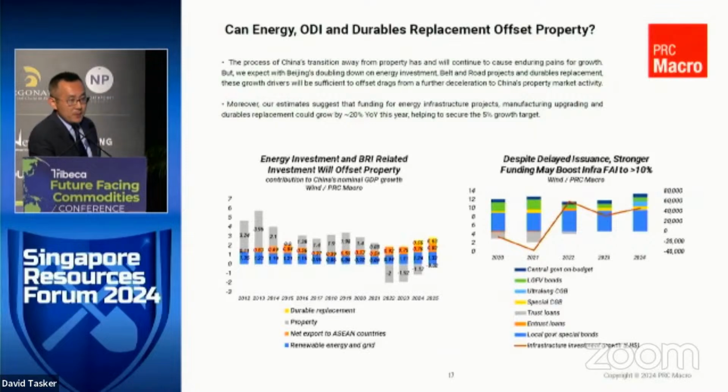So in the chart on the left, the green bar is the contribution to China's GDP growth from the property market. The blue bar is the contribution to China's GDP growth from renewable energy and power grid investment. This part did not even include thermal power plant investment or nuclear investment. Okay. So we see that back in 2022, we could not offset the slowdown from the property market. And we also added the contribution to China's GDP growth from exports to ASEAN countries as a proxy for Chinese Belt and Road investment. But last year, it was barely break-even, okay? This year, we're going to outgrow this property slowdown.